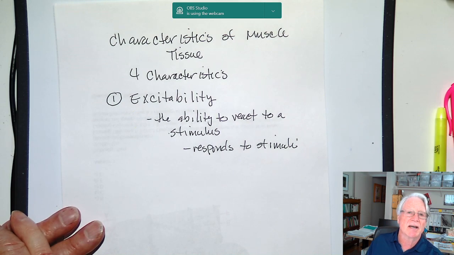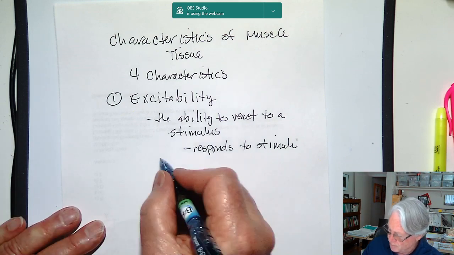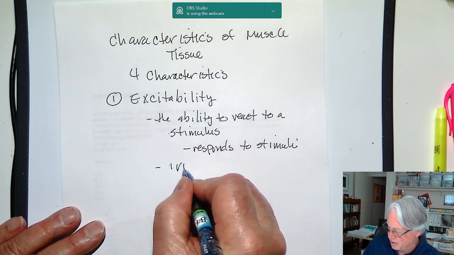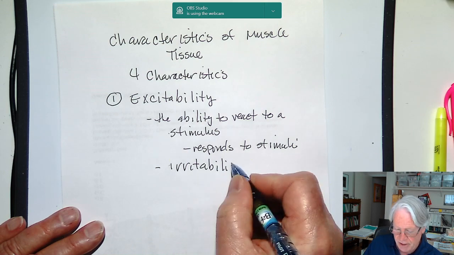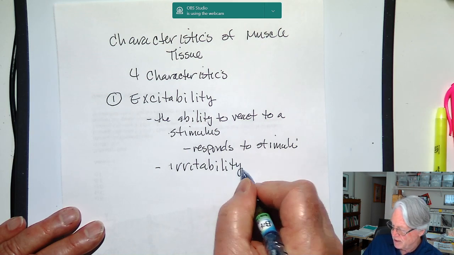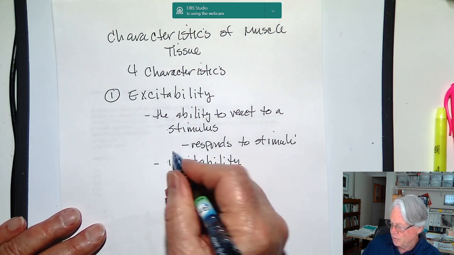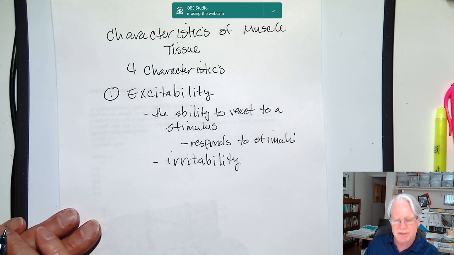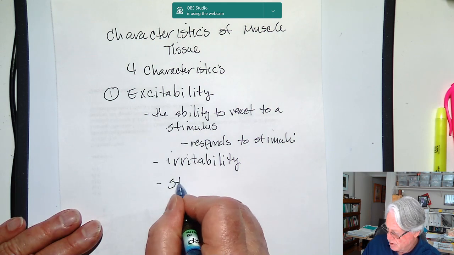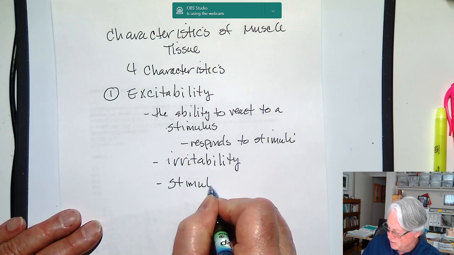Sometimes this idea, this characteristic, is expressed in a slightly different way. Sometimes you'll hear this word irritability. I think that this word is not as accurate or as good as excitability. Irritability is another way to describe this idea that you're responding to some stimuli. Okay, what is the stimuli? The stimuli can be a number of different things.